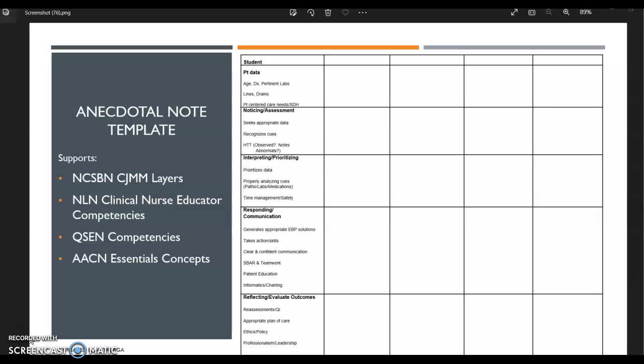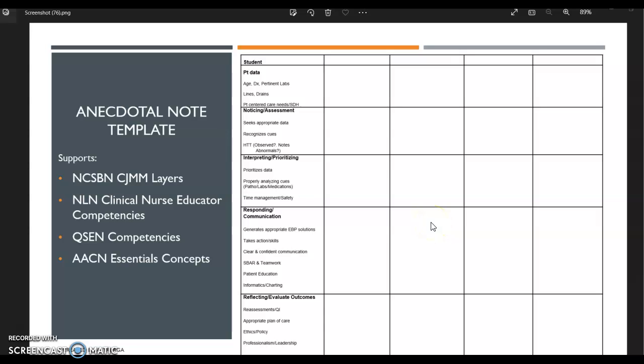This includes the NCSBN Clinical Judgment Measurement Model, which the next-gen NCLEX is based off of. With that next-gen NCLEX and the CJM, they use terms such as noticing, interpreting, responding, and reflecting. Therefore, those particular terms were used in the template.